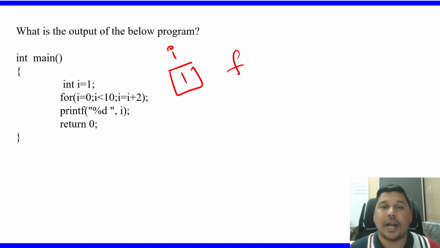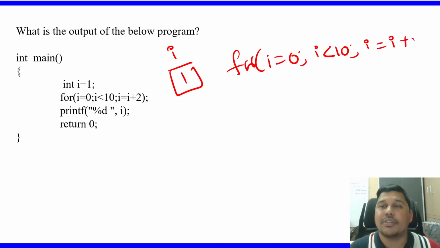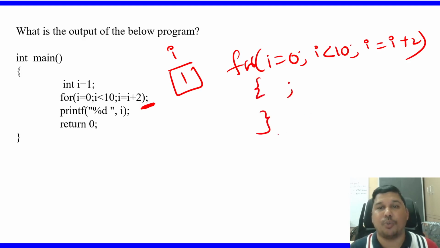And in the for loop, I have for i equal to 0, i less than 10, i equal to i plus 2. Right? So you have to carefully observe here, there is a semicolon here. It means there is no statement inside the for loop.